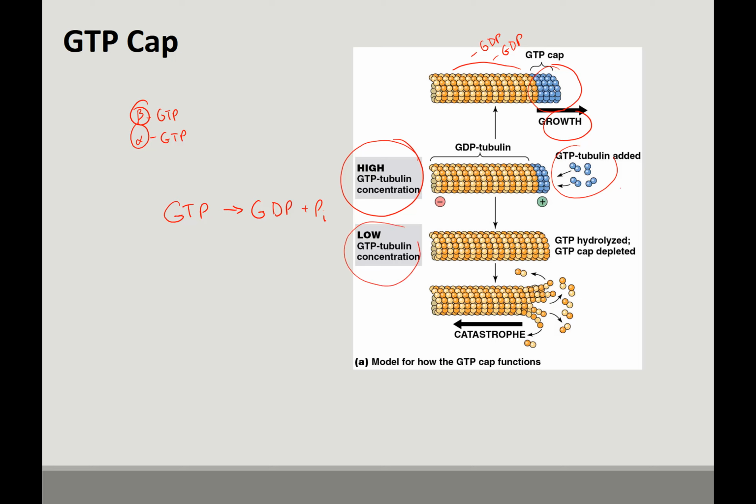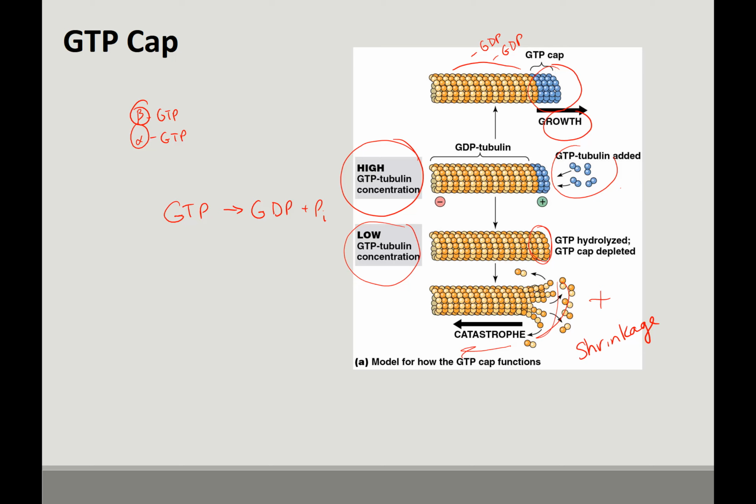When you have low GTP tubulin, okay, you actually lose this protective cap, and the plus end will start to break down. And when this happens rapidly, we call that catastrophe or shrinkage. And again, we can manipulate conditions in the cell to study this.